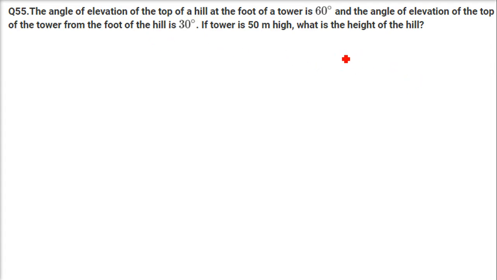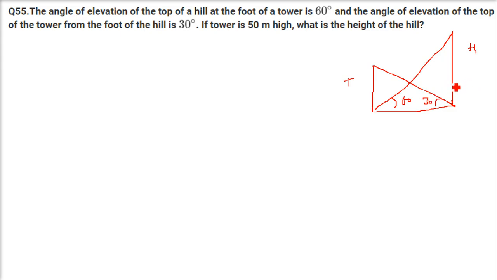Okay, so we have two things. The angle of elevation of top of a hill at the foot of the tower is 60 degree. So one will be smaller, of course, and one will be the higher one. From here to here, it is 60 degree. And the angle of elevation of top of a tower from the foot of the hill is 30 degree. So this is tower and this is hill.